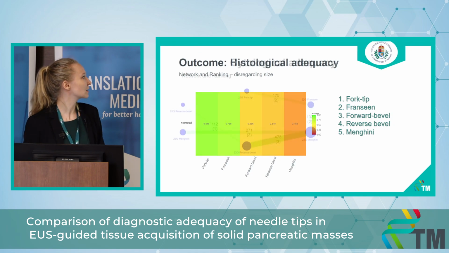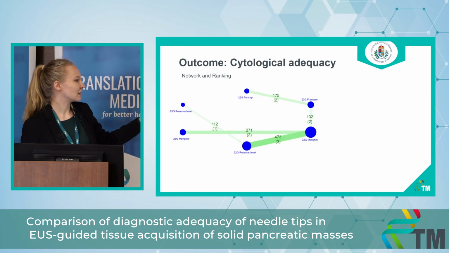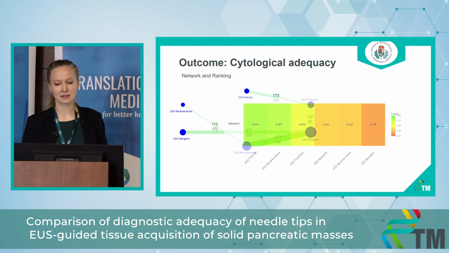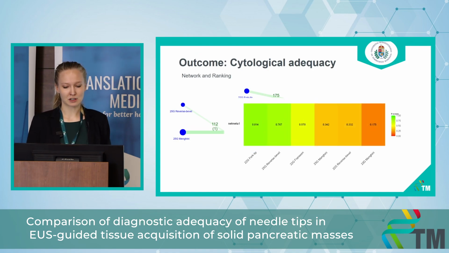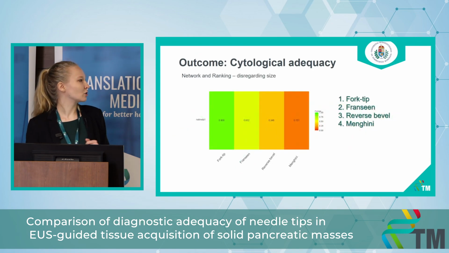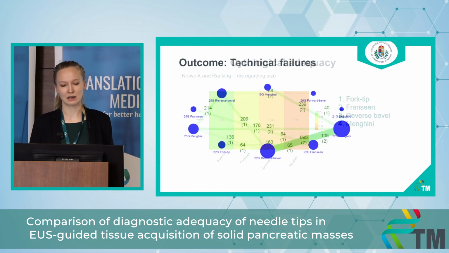and reverse bevel and Engh the worst. For cytological adequacy, the network works the same way. We were able to compare all the main needles in at least one size, and we found again that the fork tip needle was the best and Engh the worst. Also here, disregarding the size, we were able to establish a ranking of needles.